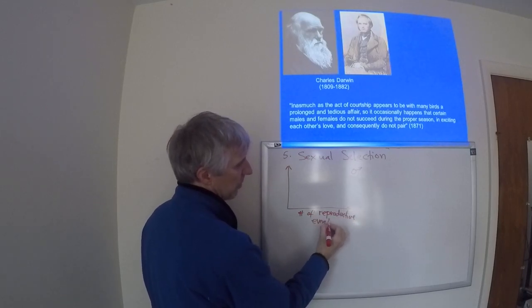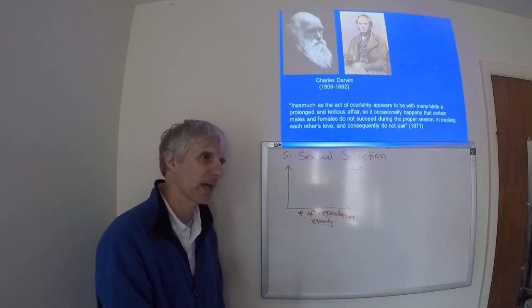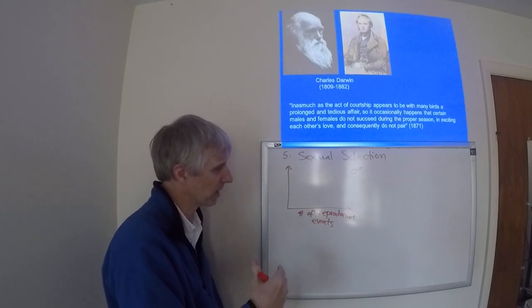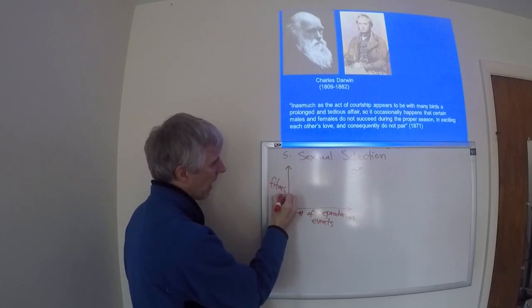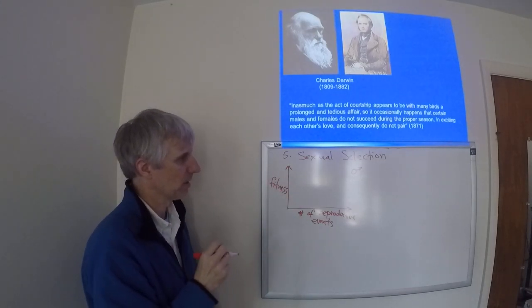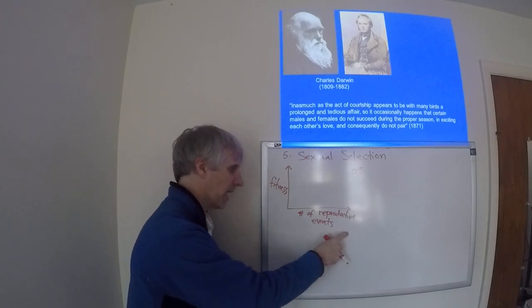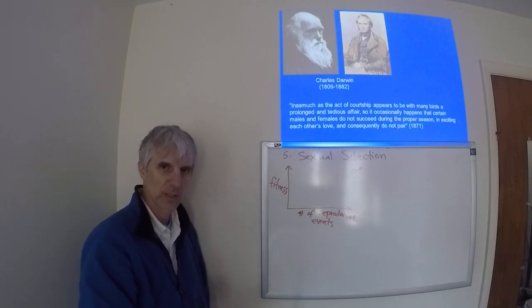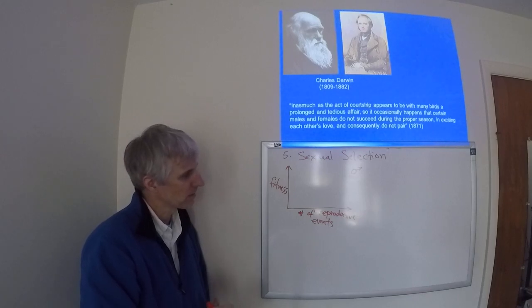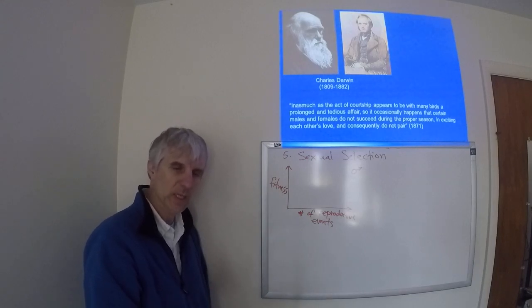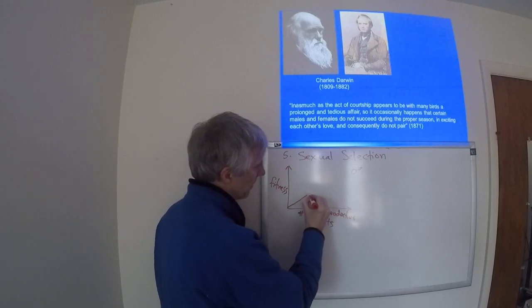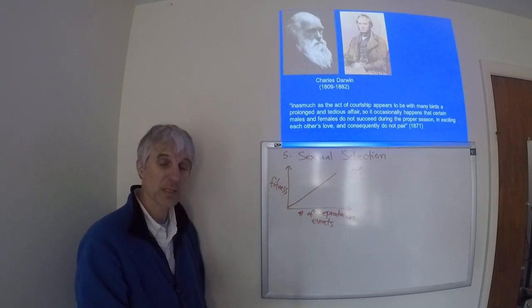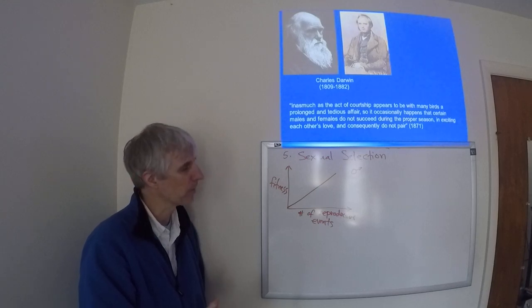And if we put number of reproductive events on the x-axis, this would be number of copulations or number of reproductive attempts here. And then we put on the y-axis the fitness of males that engage in different numbers of reproductive events. And Darwin's argument is that for males of a lot of species, again, think animals and think plants again, that this relationship is basically linear with a positive slope.